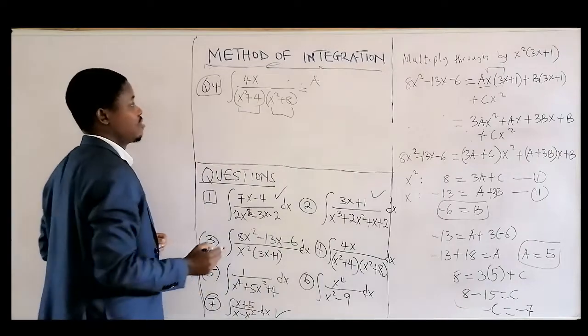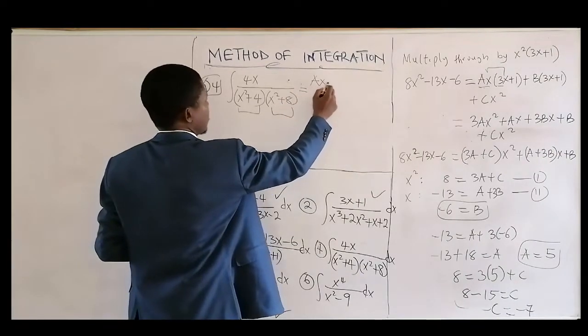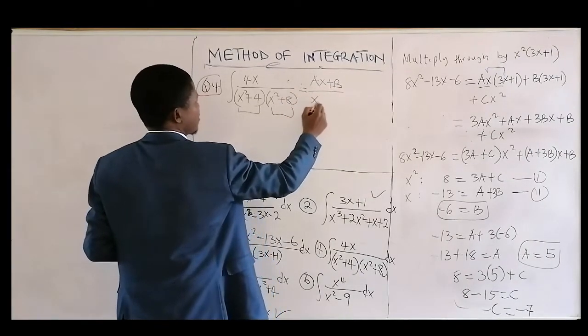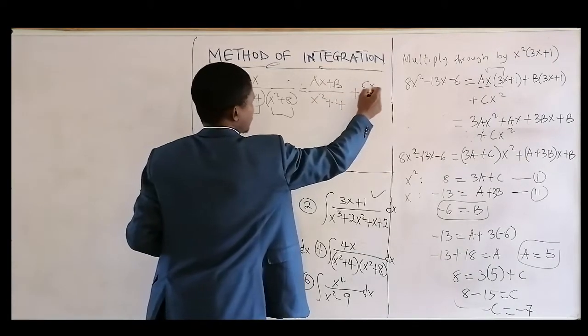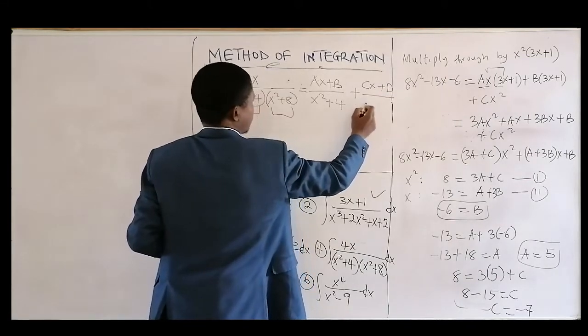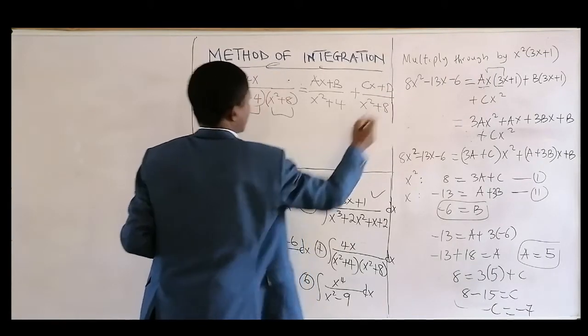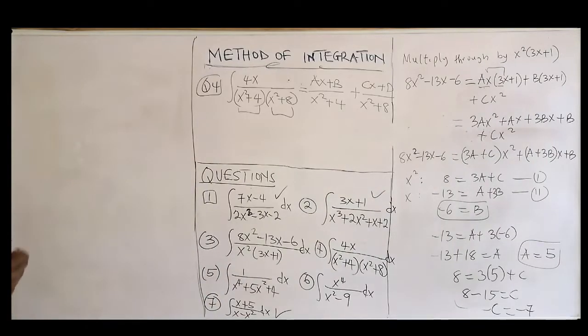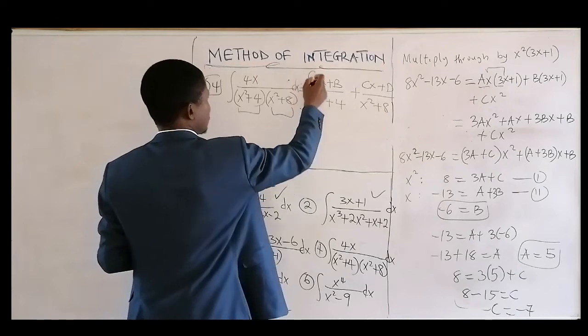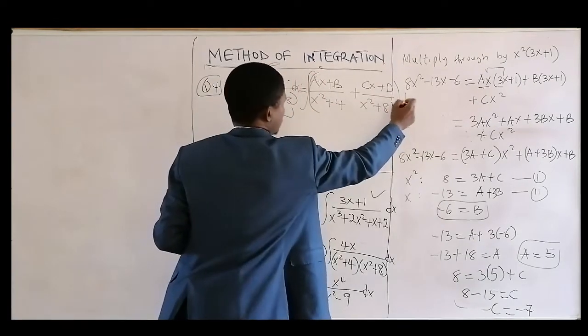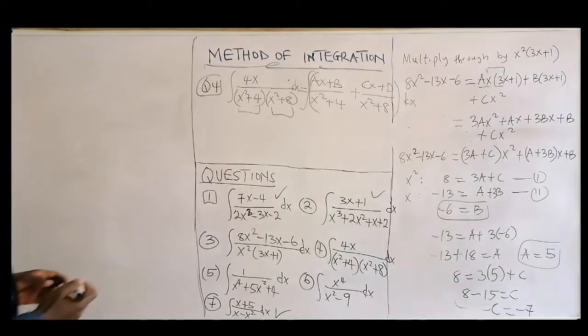When you are resolving to partial fractions, that will be ax plus b over the quadratic, then plus cx plus d over what? Over x squared plus 8. So that will be your form for the partial fraction. Then the next thing to do, you can put your integral at this point. So I'm going to take that integral outside.